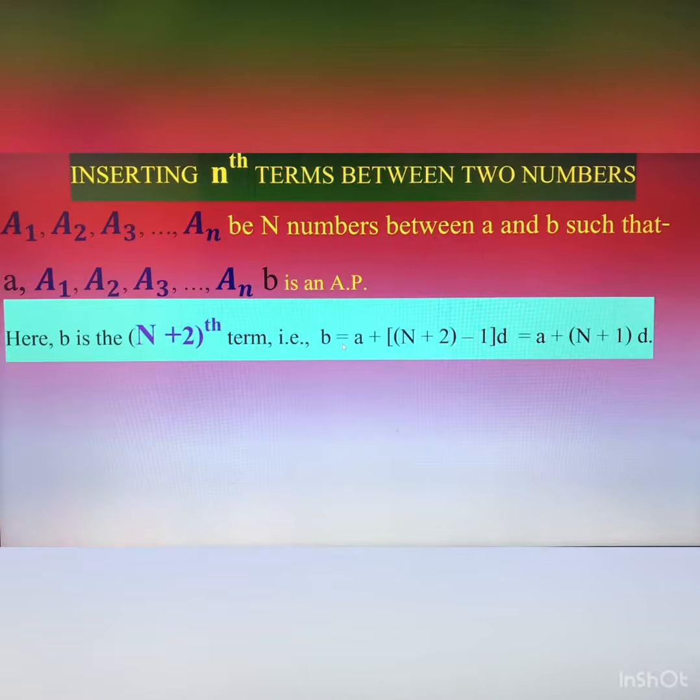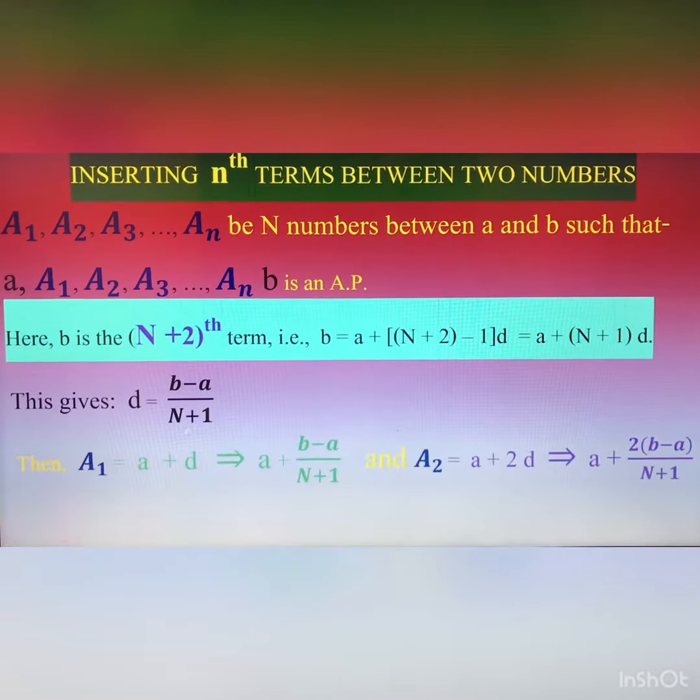Now using the general formula, b equals a plus (n minus 1) into d, where the number of terms is n plus 2. That gives a plus (n plus 1) into d, which means d is given by (b minus a) divided by (n plus 1). On simplifying this step, we get the common difference d equal to (b minus a) divided by (n plus 1). Here n is the total number of terms which you insert between the given two numbers.